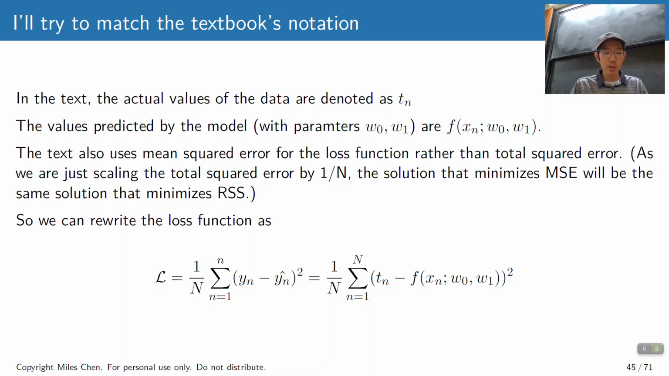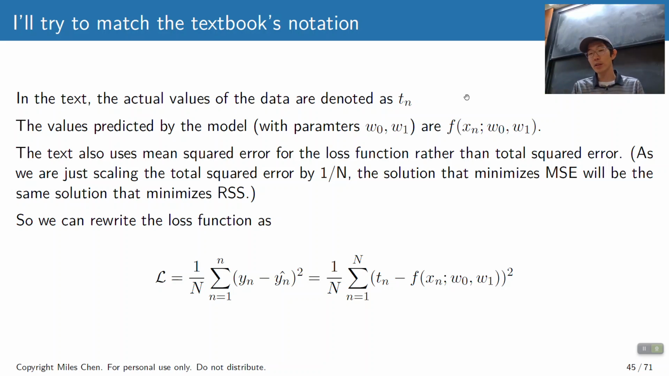Here I'm going to try to match our textbook's notation. For linear regression, you're probably accustomed to y minus y hat, but our textbook uses t and f and things like that. The actual values are called t, like t sub n: t1, t2, t3. T is for target, the target value that we want to achieve. And then we get values predicted by our model.